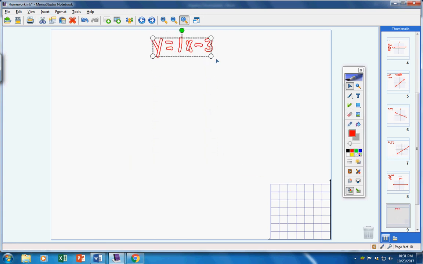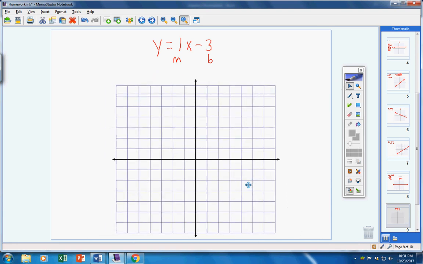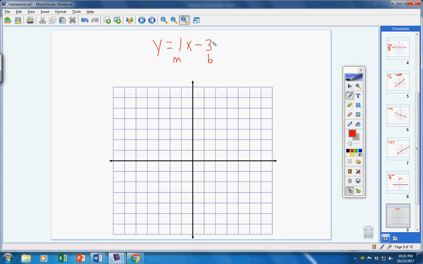There we go. Step 1 is accomplished. There's my slope. There's my y-intercept. So I go to the y-axis and put a point at negative 3. My slope is 1, which of course is the same thing as 1 over 1. So I rise a positive 1. I run a positive 1. And there's my 2 points for me. Wow, that's a really bad line. There's my 2 points for me to draw my line.